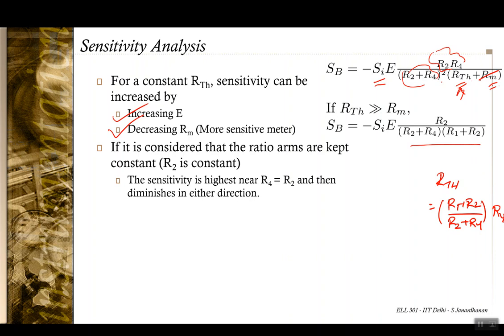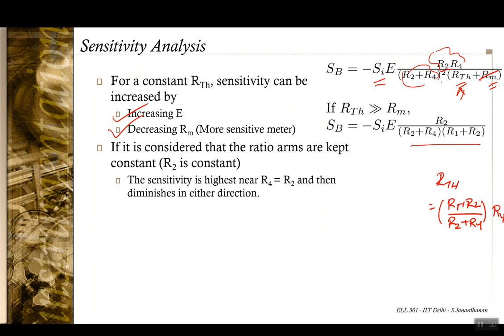Okay, now we have already seen that the sensitivity is highest near the point where R4 is equal to R2, and then it diminishes in either direction. So we have seen the effect of Rm, we have seen the effect of E. What is the effect of RTH?